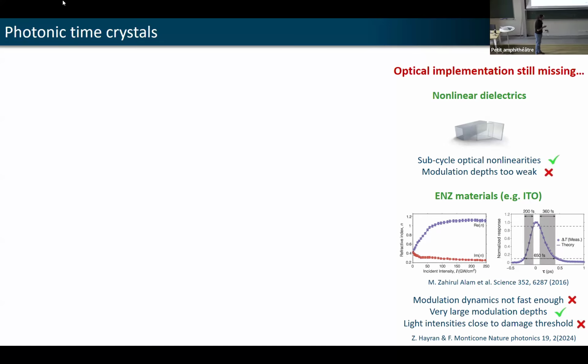And on the other hand, you have materials which respond extremely strongly. These are plasmonic materials, often called ENZ, epsilon near zero materials, like ITO, let's say indium tin oxide. So they respond very strongly. The refractive index can be modulated on the order of 100%. The problem is that they respond slowly. Okay, so they follow the amplitude of the optical pulse that tries to drive them, and they do not follow the cycle of the pulse. Here we really want to have this ultra fast modulation that is field driven.